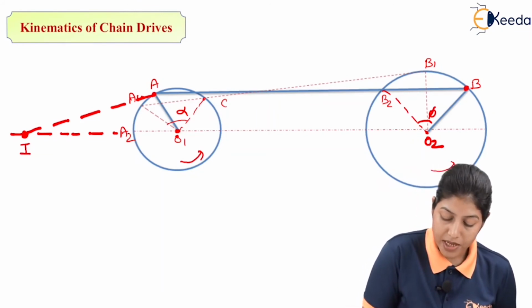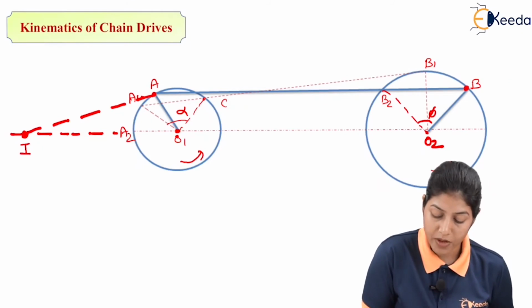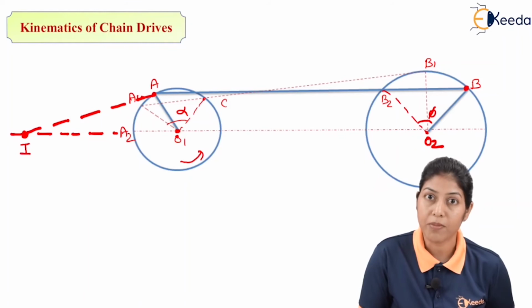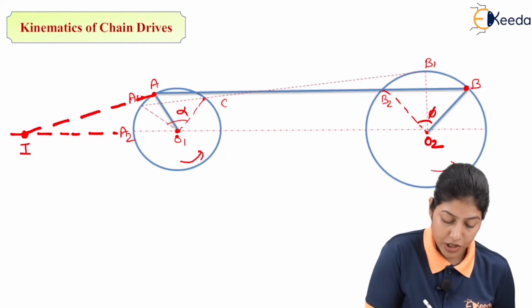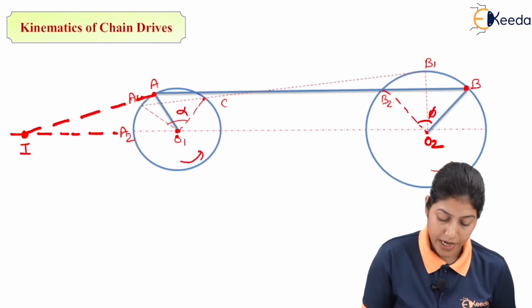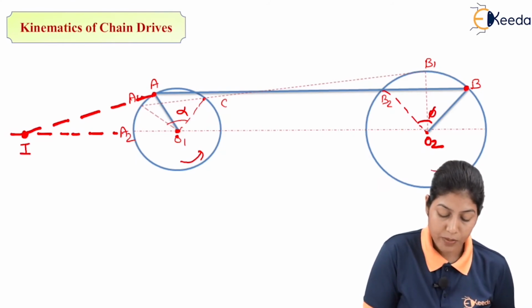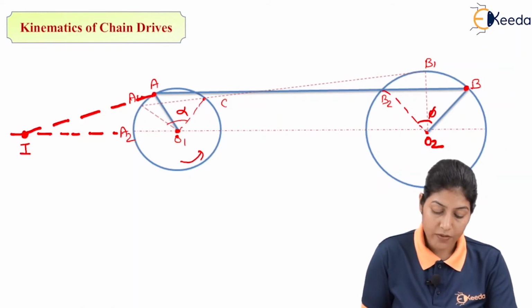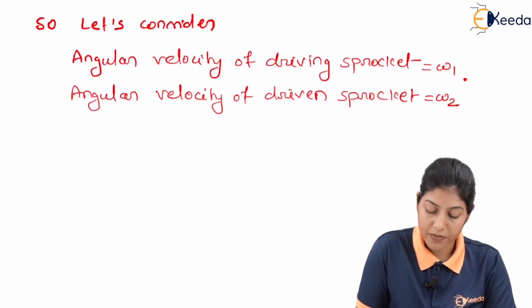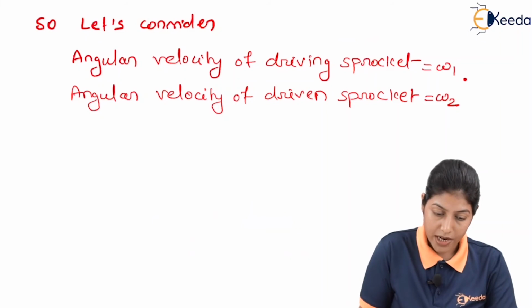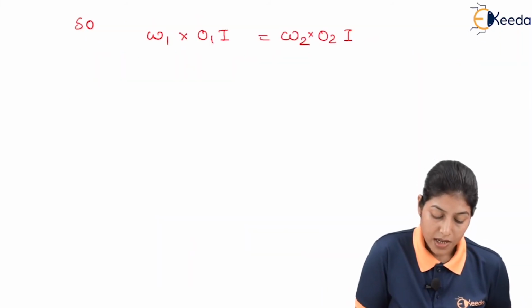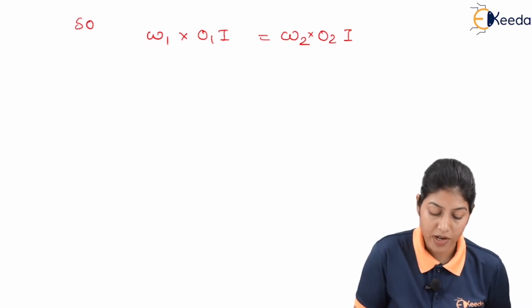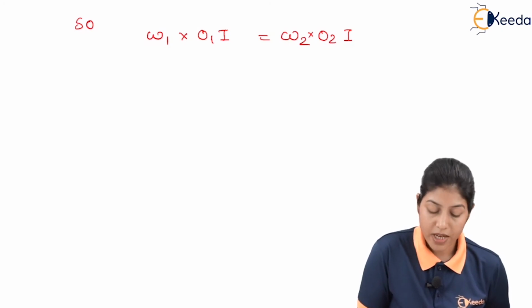And if we define the inclination of AB with O1, O2, this is representing the minimum inclination. During minimum inclination we define this instantaneous center I, and on the basis of this instantaneous center we can define the angular velocities also. Here we are considering the angular velocities of the driving and driven sprocket as omega 1 and omega 2, and if we consider the linear speeds of the driving and driven sprocket to be equivalent, in that condition we can define it in terms of omega and O1I.